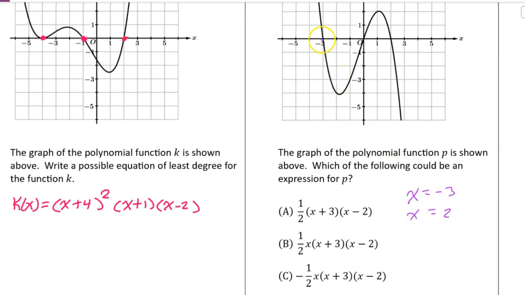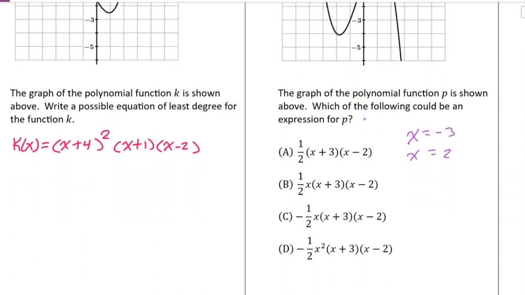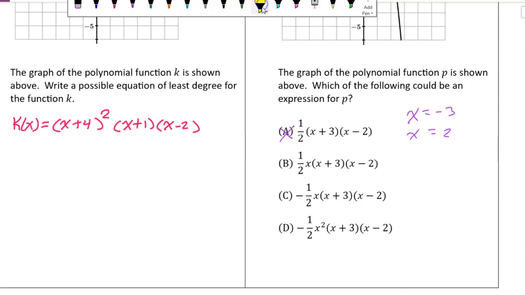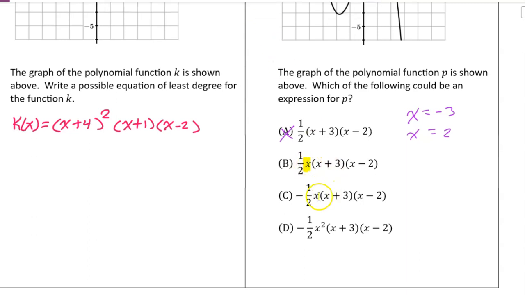Okay, so I see the real 0 of -3 right here, a real 0 of 2 right here. This graph has a third 0 at 0. So that means A cannot be the answer because this one doesn't include an extra 0 at 0. The remaining 3 options all do have an extra factor that will give us a 0.